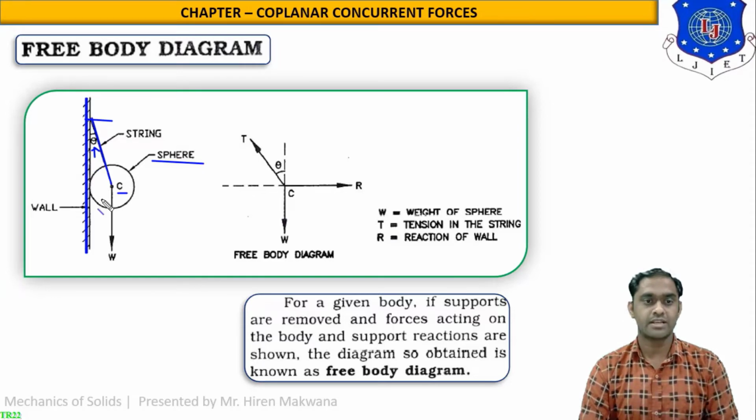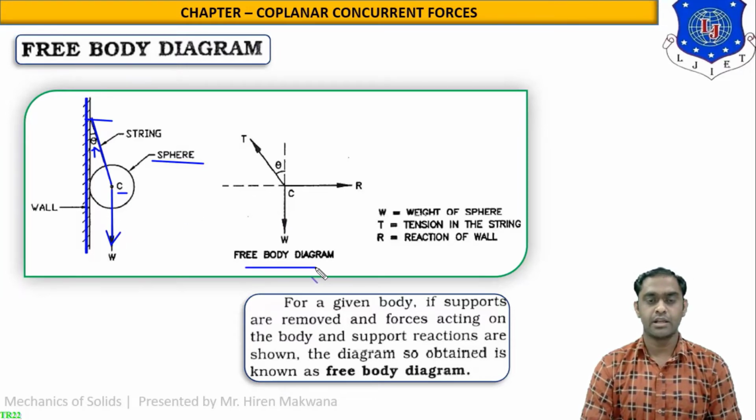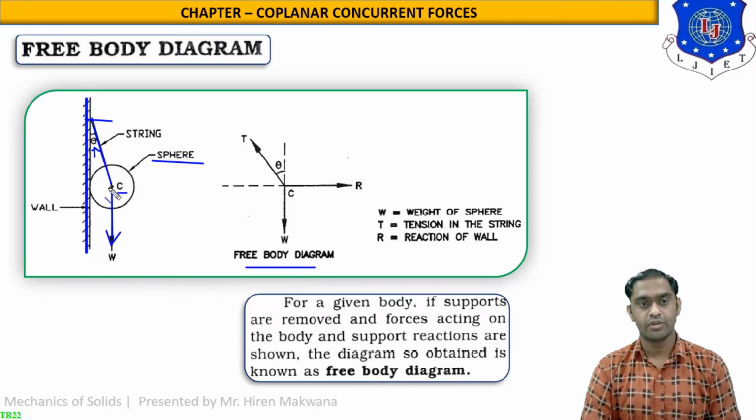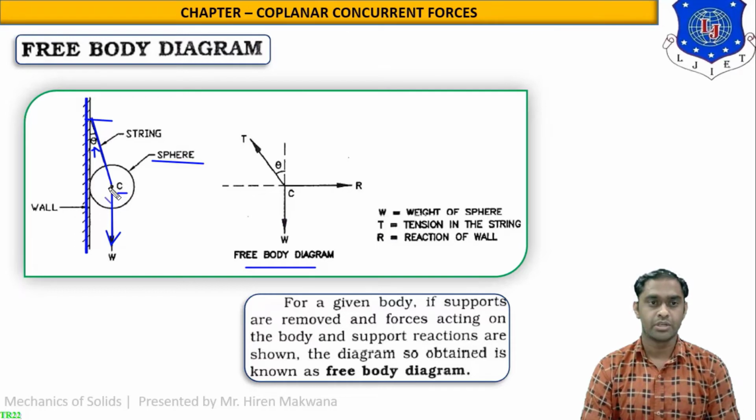Okay. Now what is W? W is the weight of the sphere, which is always vertically downward. So remember two main things. This is the free body diagram. Now how to draw the free body diagram? First of all, you have to find three concurrent forces which are acting at the center of the sphere. You can see at the center of this sphere, the vertical weight W in the downward direction is acting.